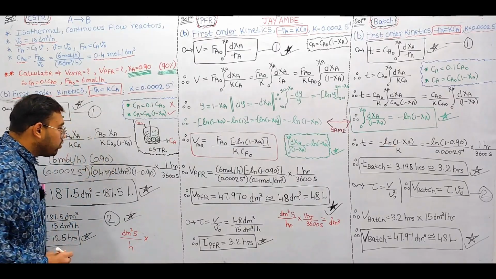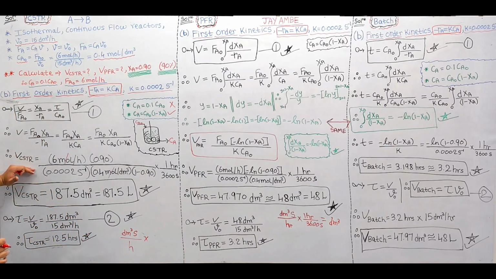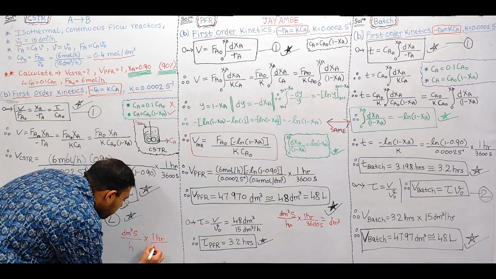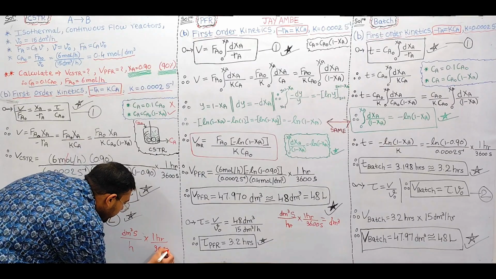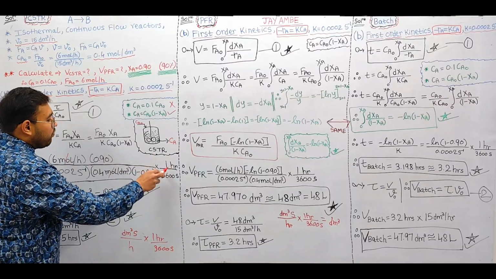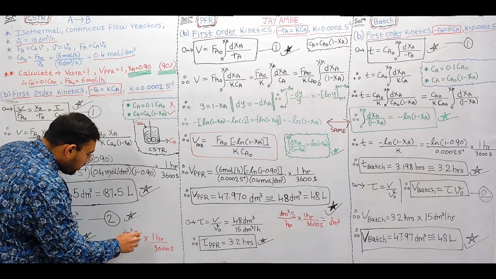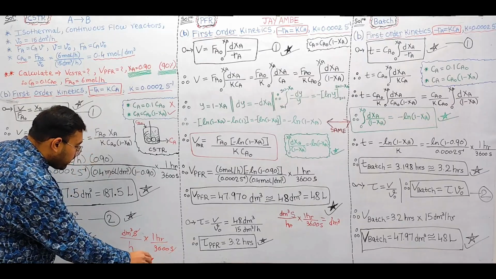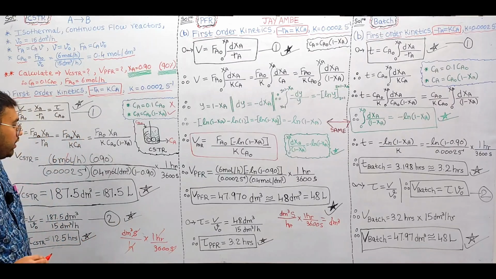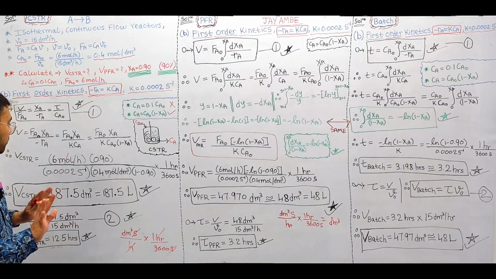In order to obtain the value of volume in terms of cubic decimeter, we need to multiply by the conversion, since in 1 hour we have 3600 seconds. So we multiply by 1 hour divided by 3600 seconds. The seconds in the numerator and denominator cancel off, and the hours also cancel off, so we remain with cubic decimeter in the numerator. I hope you have understood.